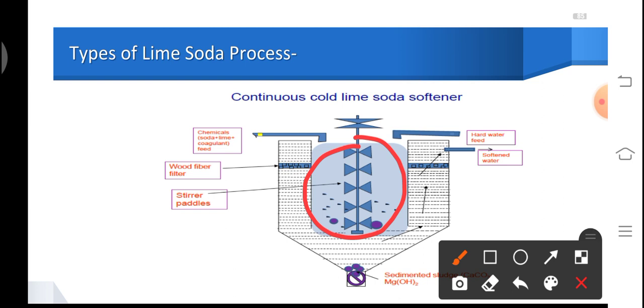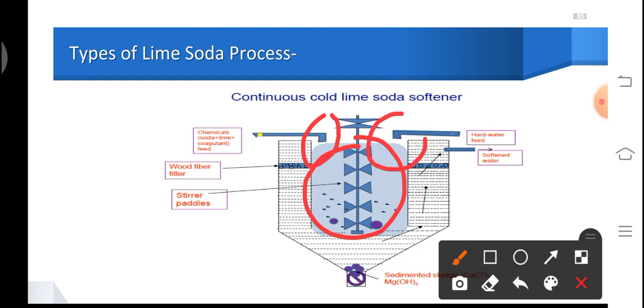We have two inlets here, one of which is an inlet for chemicals. In the cold lime soda process, we need to add lime along with soda plus some amount of coagulant for better settlement of the precipitate.